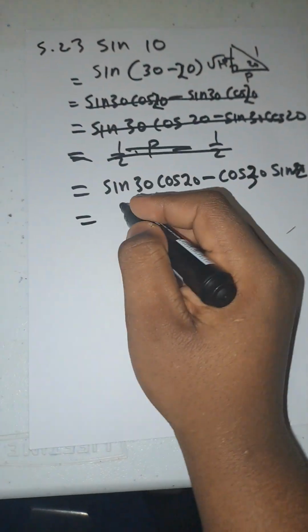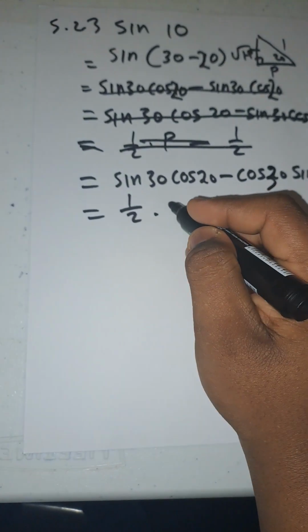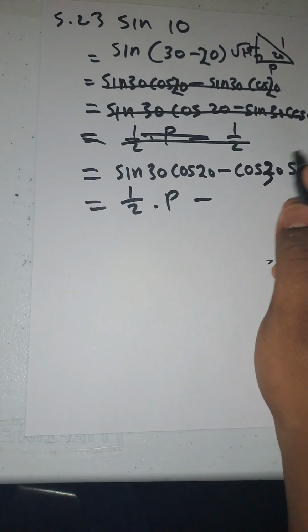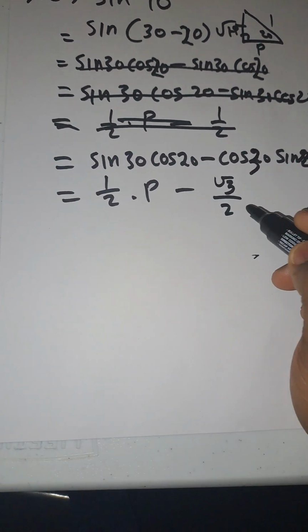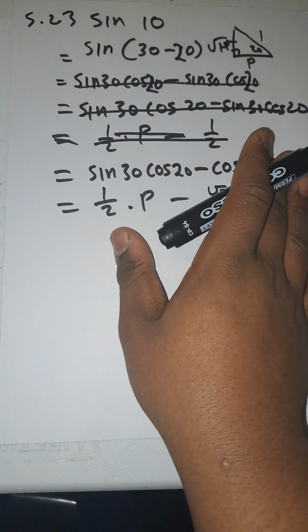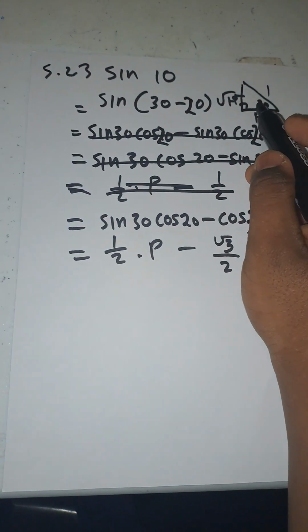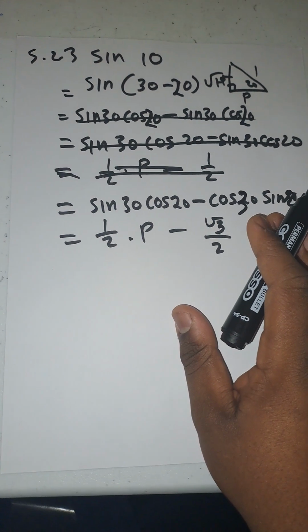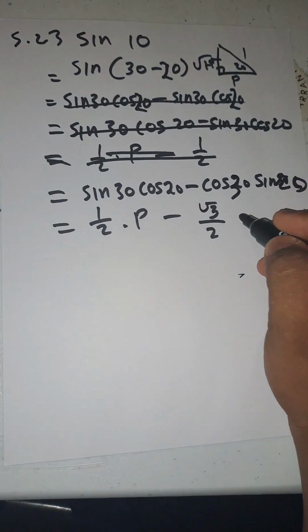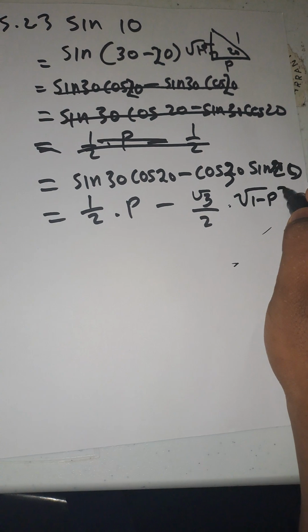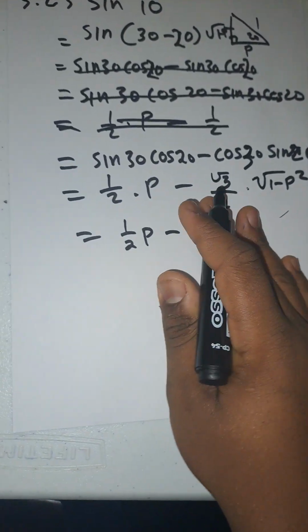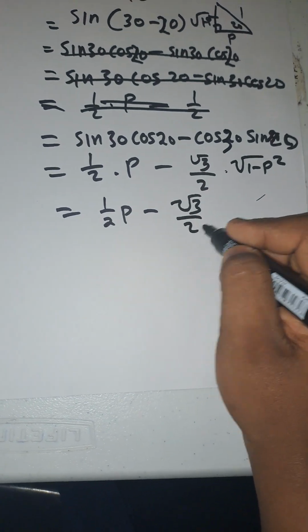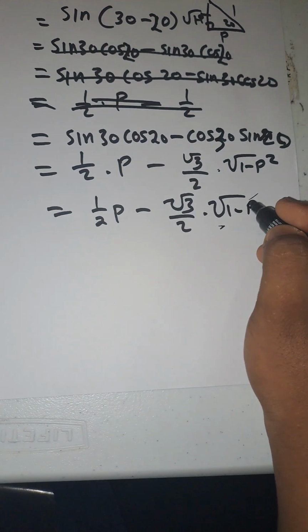So now let's continue. I told you that sine 30 is a half. Cos 20 was given, it is p. Minus cos 30 now. What is cos 30? Root 3 over 2. Then sine 20. Now for you to get sine 20, you use the very same triangle, opposite over hypotenuse. So it is the same as times root 1 minus p squared. So now I have 1 over 2 p minus square root of 3 over 2 times root 1 minus p squared.